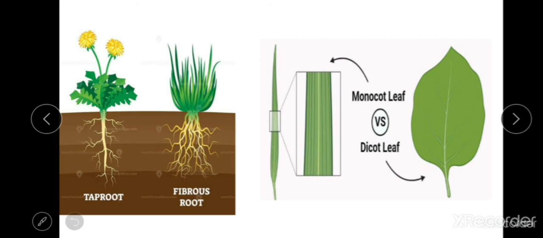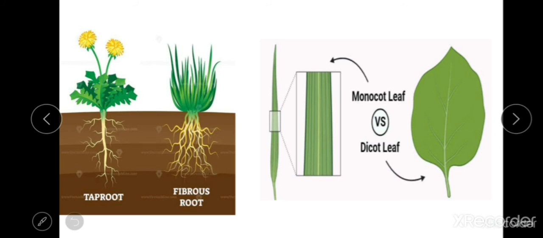Moving next, there's an interesting thing. Instead of looking at the seed, what you all can do is look at the vegetative parts of the plant and identify whether it is monocot or dicot.